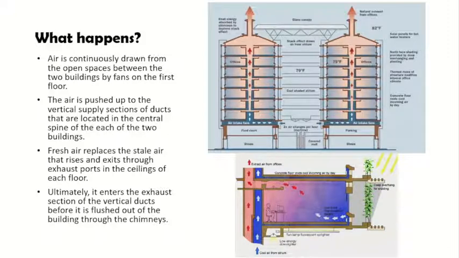For reference, the red arrow in the picture represents the movement of the stale air, while the white arrows represent the flow of the fresh air. Then ultimately, the stale air enters the exhaust section of the vertical ducts before it is flushed out of the buildings through the chimneys.